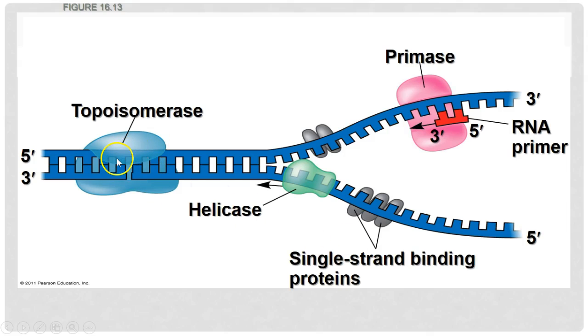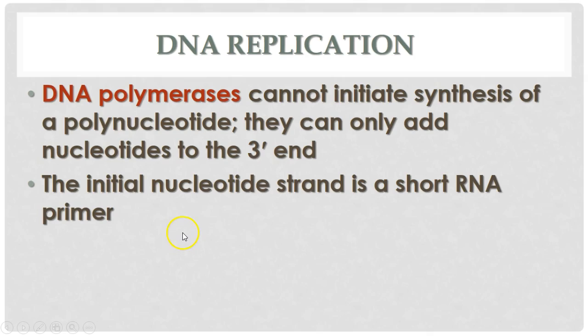So here's the topoisomerase working ahead of the replication fork. Helicase is moving this way to unzip. We have our primase adding the RNA primers, and we have binding proteins that kind of hold the strands separate when they're in single strands.